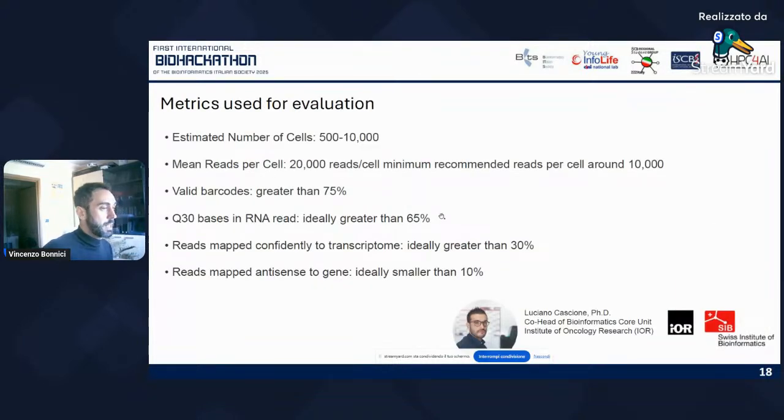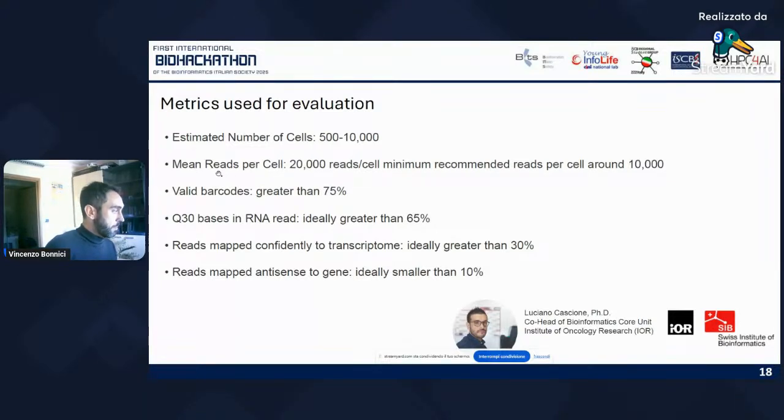So for what concerns the reads and what you should obtain from your data, this is a recipe from Luciano Cascione, a colleague of mine, and head of bioinformatics at the core unit of the Institute of Oncology Research in Bellinzona. The estimated number of cells that you are sequencing on average, depending on the protocol, of course, and on what you are sequencing, is between 500 and 10,000 cells.